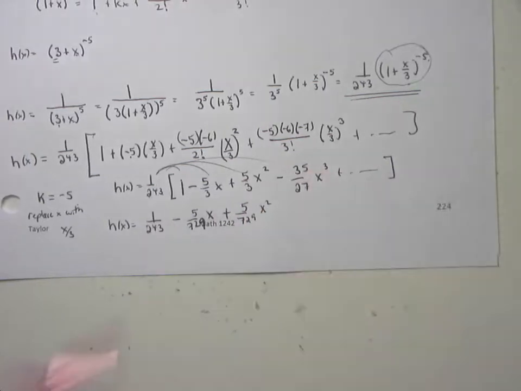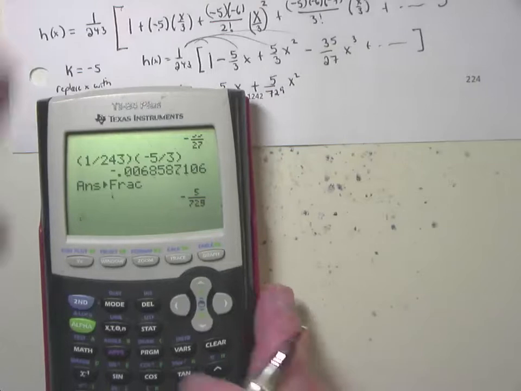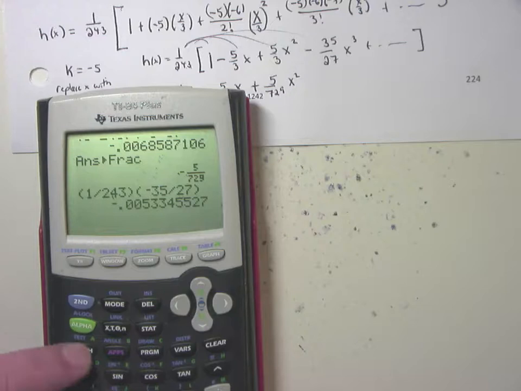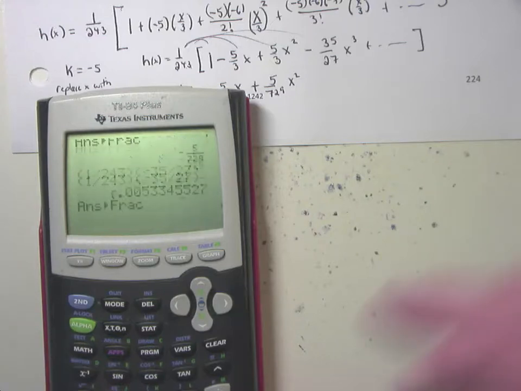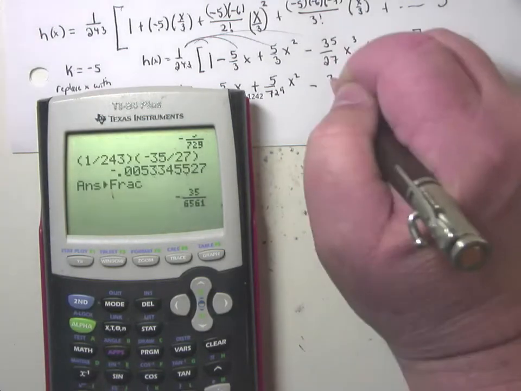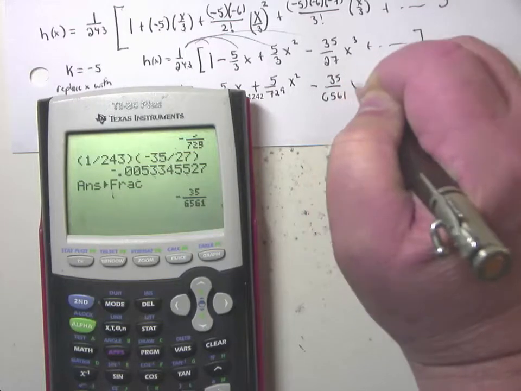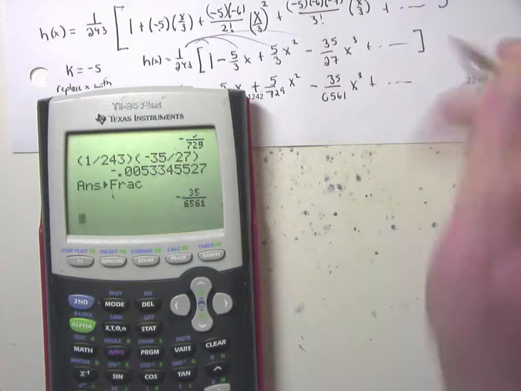And then your last one. The last one is 1 divided by 243 times a negative 35 divided by 27, which gives me a decimal; converting it to a fraction is minus 35 over 6,561 x cubed plus dot, dot, dot.